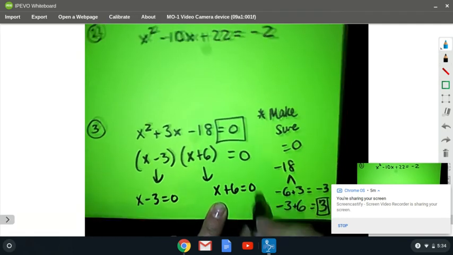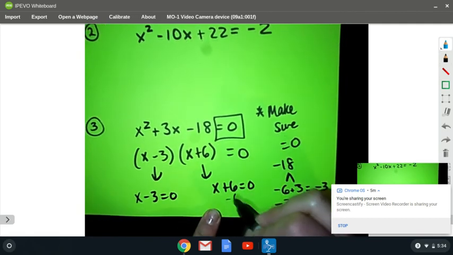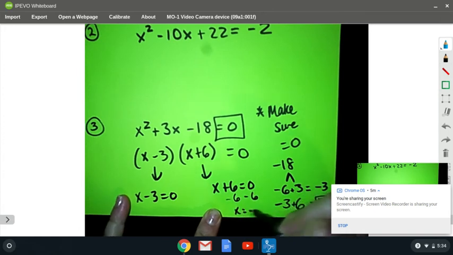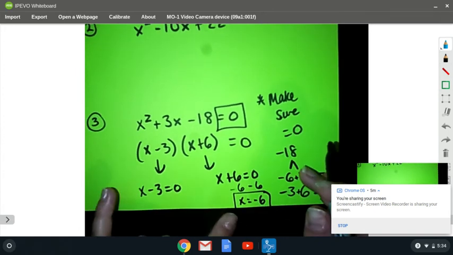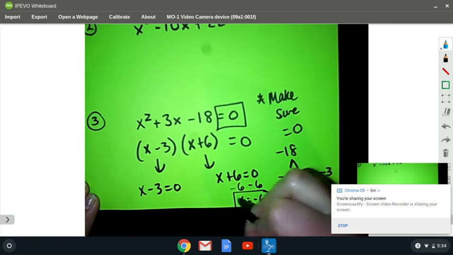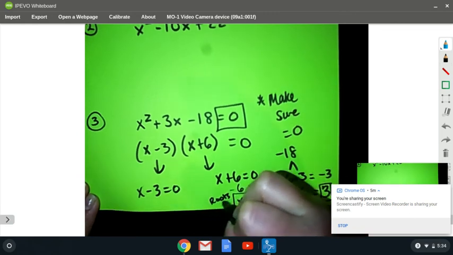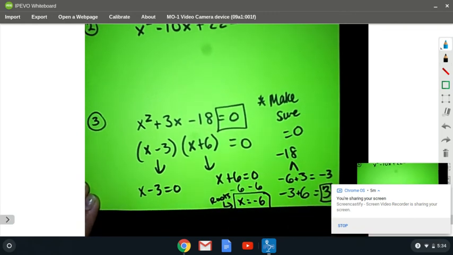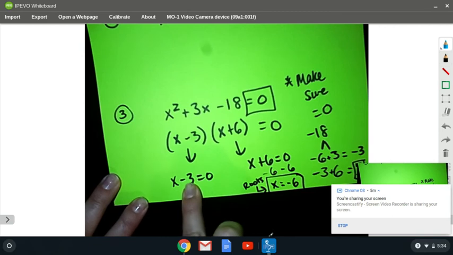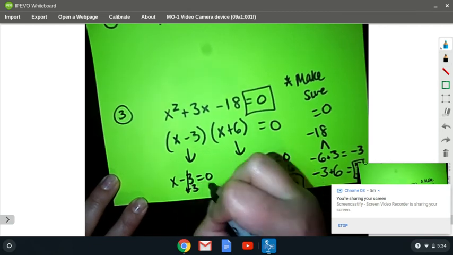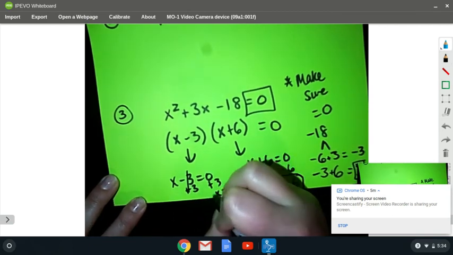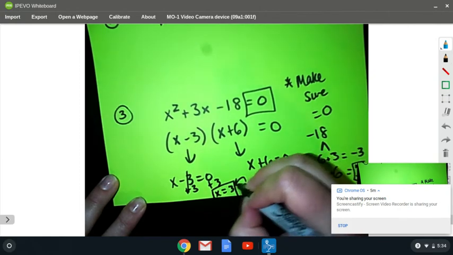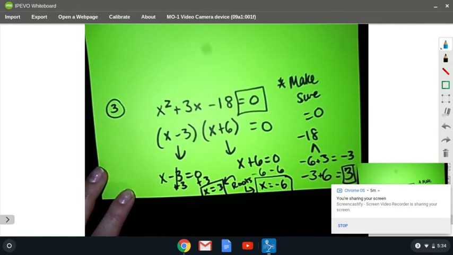So here, this is a simple equation. All I do to this is subtract 6, so I get x equals -6. Okay, that's one of my roots, one of my solutions, one of my zeros. Okay, here I'm going to simple solution, add 3, x equals 3. This is another one of my roots, my zeros.